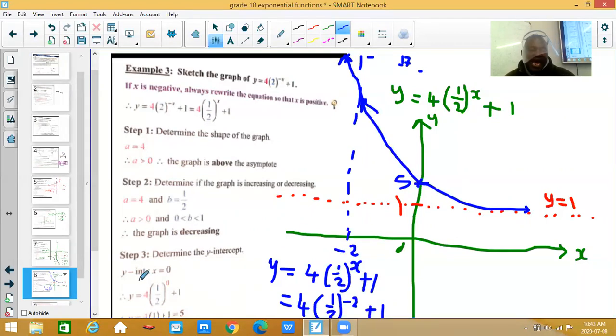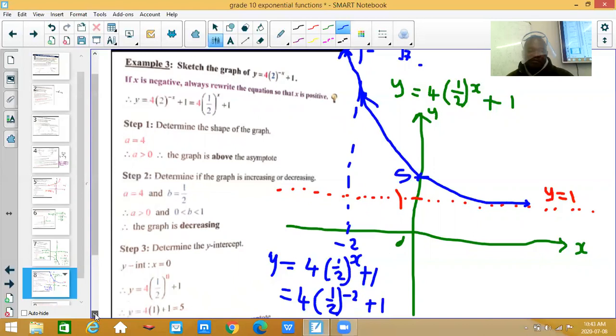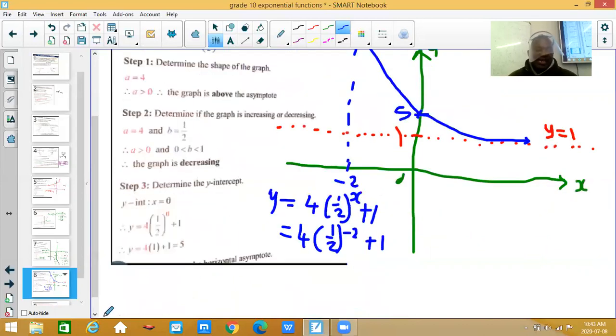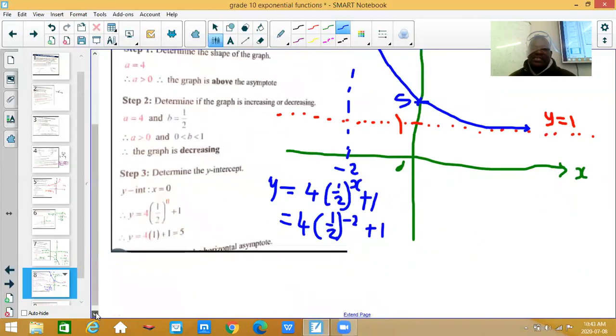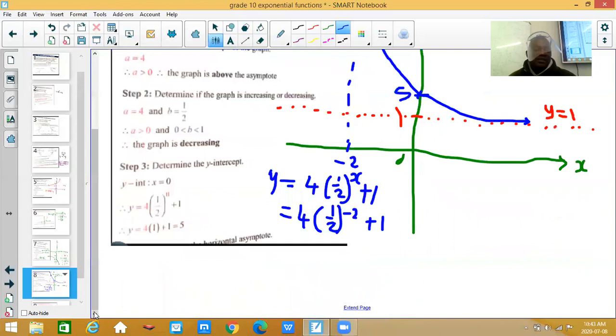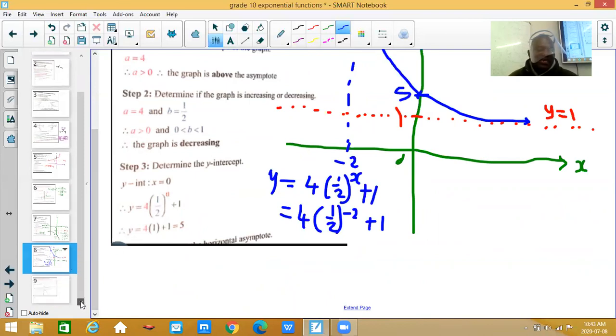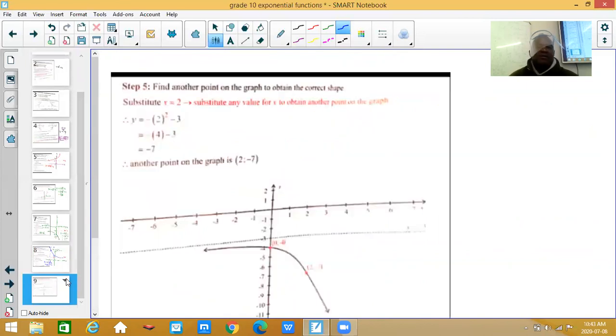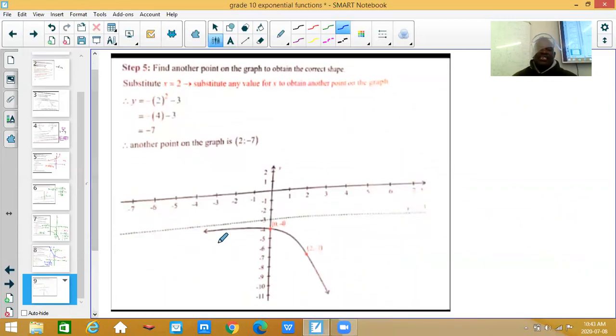Right. Now, the most important thing is always look at the points that you have. Look at the points. This is how you sketch the graph of the exponential graph. Now, let us look at the other one.